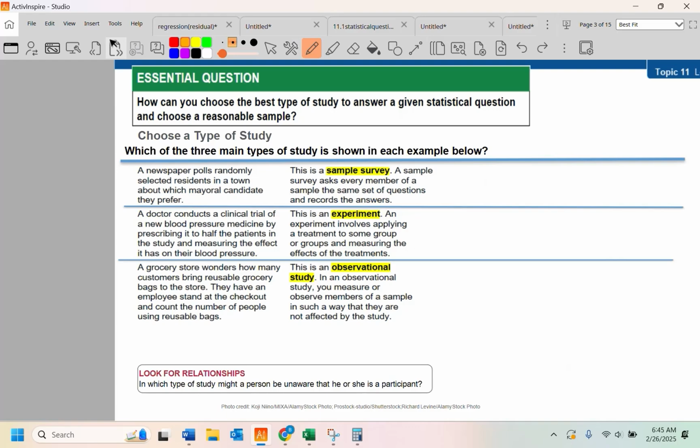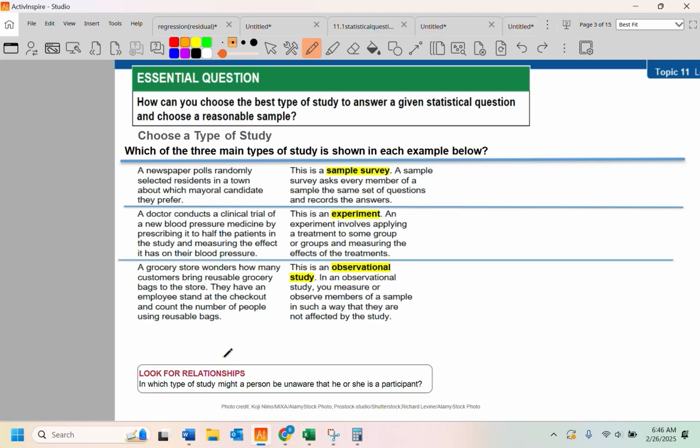Next one here. A doctor conducts a clinical trial of a new blood pressure medicine by prescribing it to half the patients in the study and measuring the effect it has on their blood pressure. This is an experiment. You're introducing a variable, and you have a control group and an experimental group. A third one, a grocery store wonders how many customers bring reusable grocery bags to the store. They have an employee stand at the checkout and count the number of people using reusable bags. This is simply an observation. So in an observational study, you measure or observe members of a sample in such a way that they are not affected by the study.